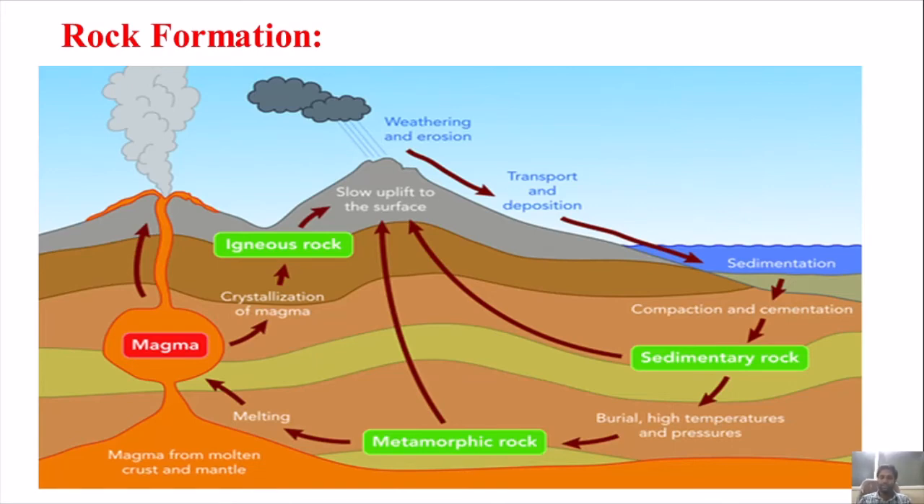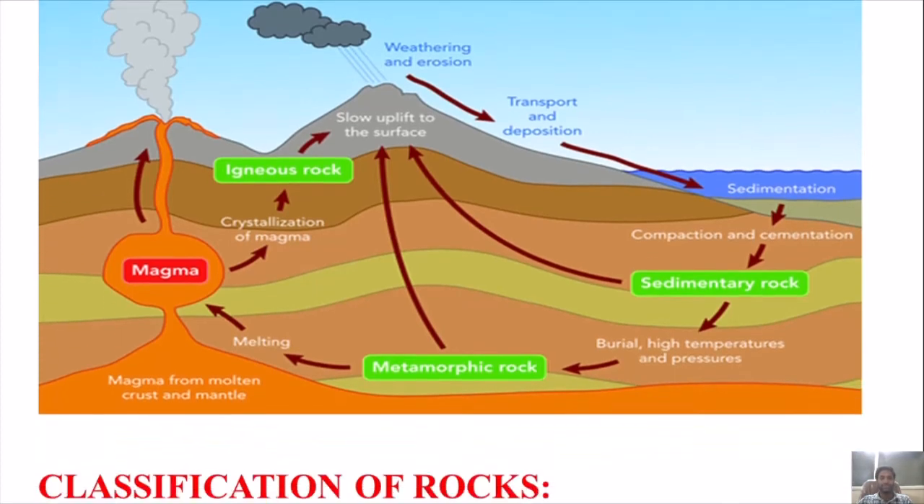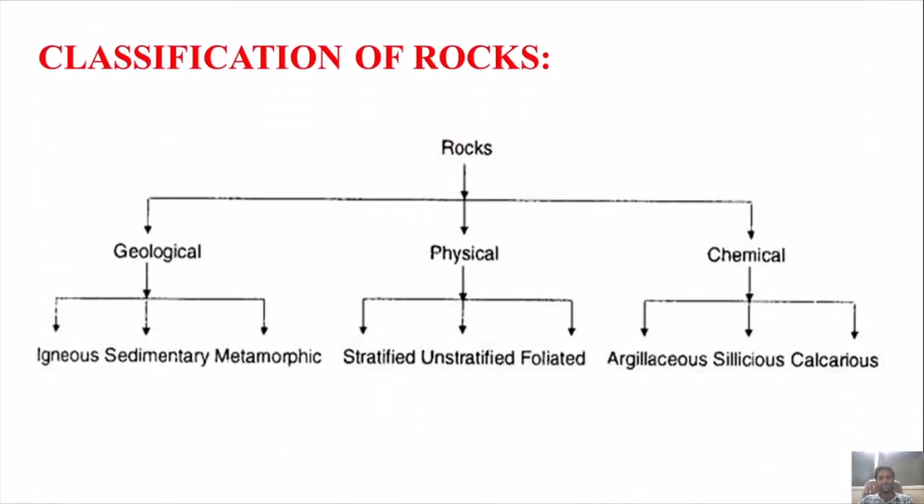So now, let us discuss the main categories, the main classification of the rocks. Rocks are classified under geological classification, physical classification, and chemical classification. In geological classification, you have igneous rock, sedimentary rock, and metamorphic rock. In physical classification, you have stratified, unstratified, and foliated rocks. The third one is chemical classification: argillaceous, siliceous, and calcareous. So these are the different categories of the rocks.